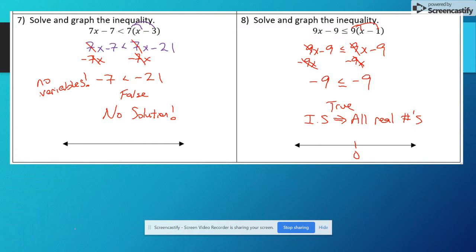If it's all real numbers, then that just means I'm shading the whole entire number line. Every single number works. It's not just infinite solutions, because a lot of inequalities have infinite solutions, so we want to make sure we recognize that it's just any number, not from a certain point and above or below.